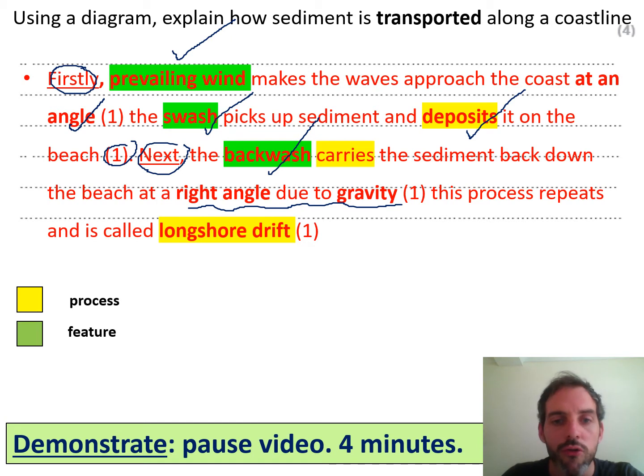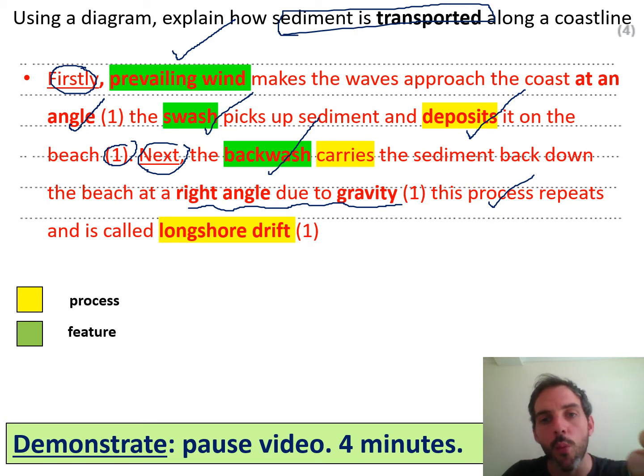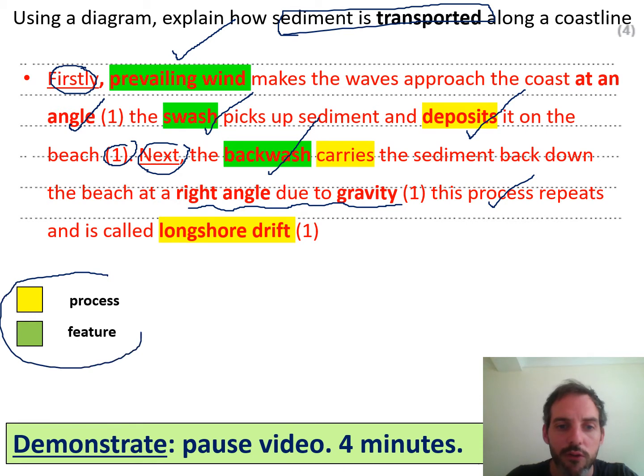The fourth mark is important. You could have said longshore drift repeats. You could have said the process repeats. You could have said this transports sediment along the coastline. Reference the question. So the fourth mark is really explaining what happens next. This idea that things keep going, which is essential. Again, you can see I've done the process feature approach here. It's not too important. So give yourself a mark out of 4 and please correct with green pen, and well done for doing that.